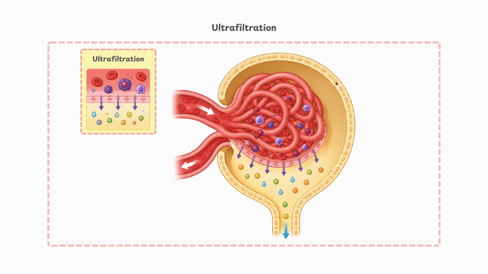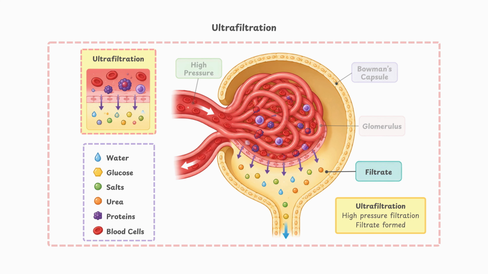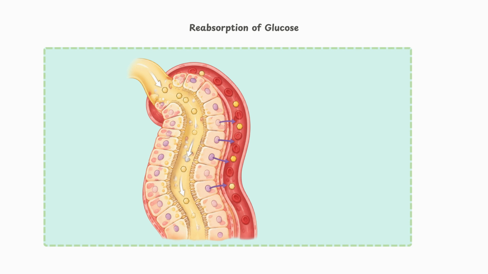The first stage of urine formation is called ultrafiltration. This takes place in the glomerulus, where blood enters under high pressure. That pressure forces small molecules through the capillary walls and into Bowman's capsule. The fluid that forms is called the filtrate. It contains water, glucose, salts, and urea. However, large molecules such as proteins and blood cells are too large to pass through the filter, so they remain in the bloodstream.